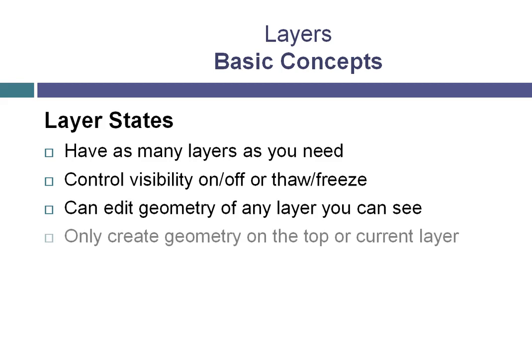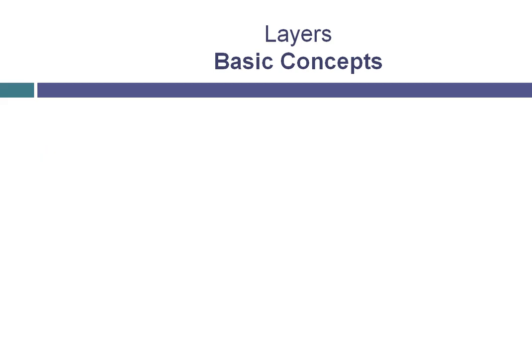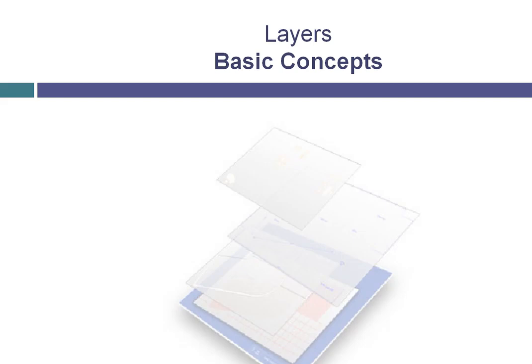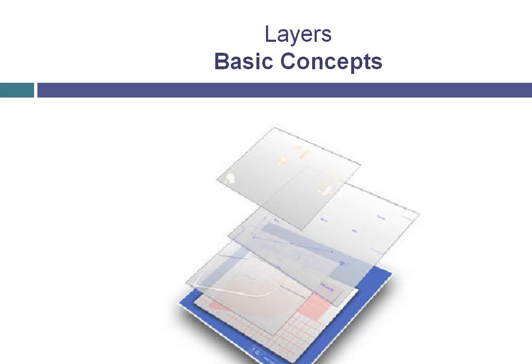But you can only create geometry on the top or current layer. So when you're using a draw command, such as line, arc, circle, or text, any geometry creation command, you can only create the geometry on the current layer. Let's look at this very simple visual to illustrate this concept.